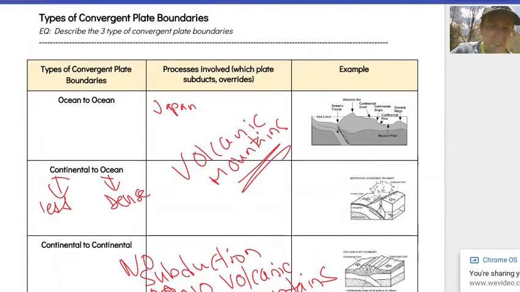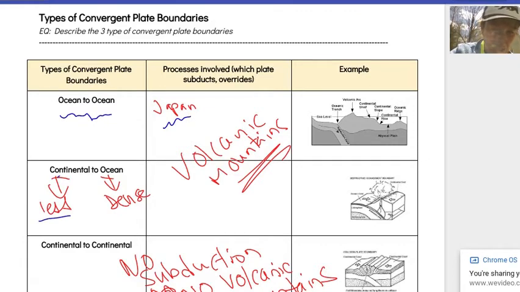Okay, there are actually 3 types of convergent boundaries. So I went over it a little bit on page 5. You have ocean to ocean. So when two ocean plates collide, one will subduct, one will be slightly more dense than the other, like in Japan, and you will get volcanic mountains.